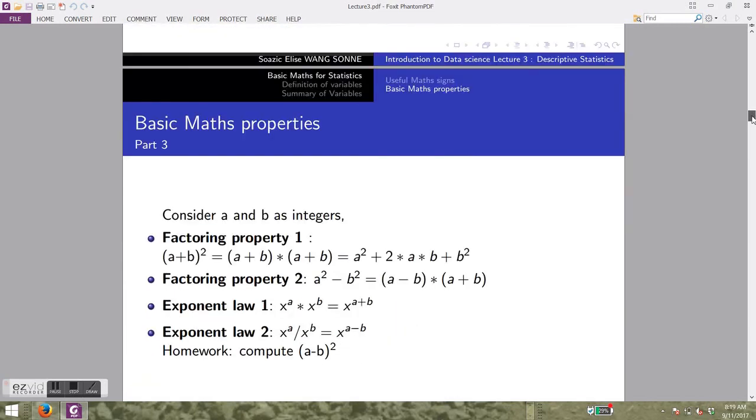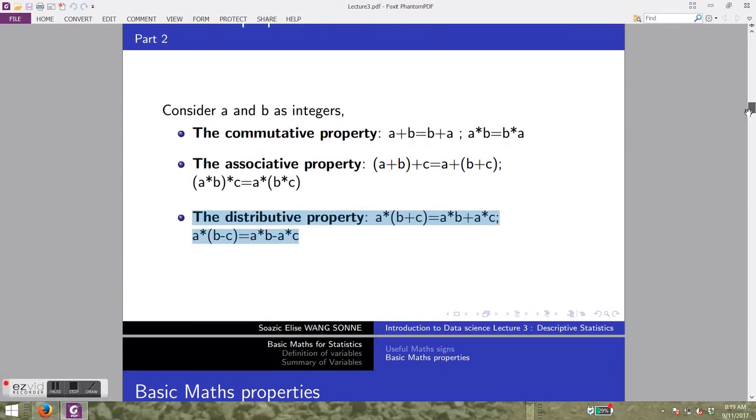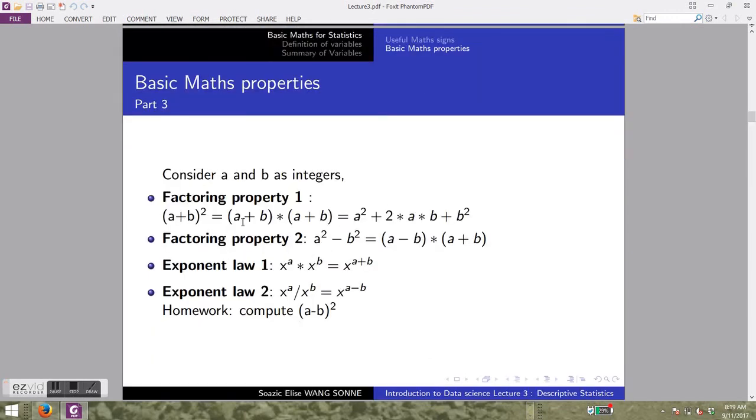So continuing with the basic math properties, you also have what we call the factoring property. So a plus b to the power 2 is equal to a plus b times a plus b. And if I use the different properties that we cited here, the commutative property, the associative property, but mostly the distributive property, I will start with a times a plus a times b plus b times a plus b times b. So here I will have a squared plus 2 times a times b plus b squared.